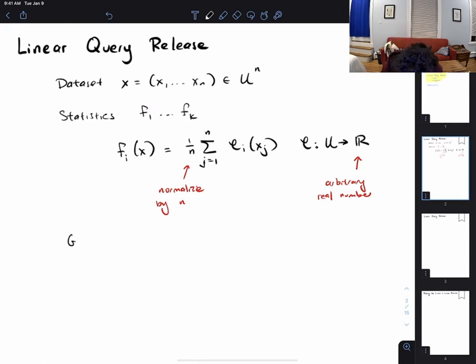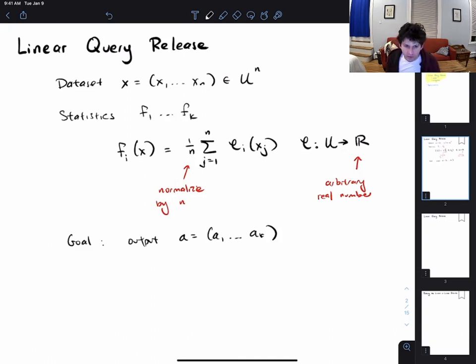And lastly, I'm going to change the goal just a little bit. We want to find a vector of answers to all the queries. And before I said that the answers should be close in the sense that for every query, ai should be close to fi of x.